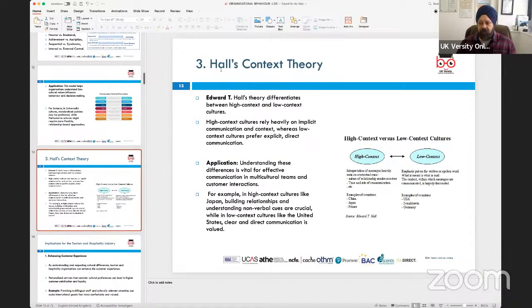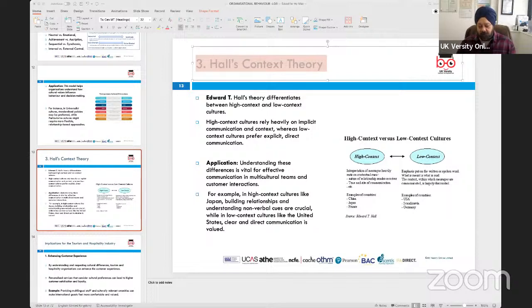Now, the third theory talks about the context. It was proposed by Hall, and this theory divides the cultural dimensions into two parts, which is high context and low context. The differentiation is based on how information is communicated and how the meaning of that information is interpreted on the other end. So when we talk about Hall's context theory, we are focused on understanding the relation between communication and interpretation of the message in context to cultural background and the cultural dimension.